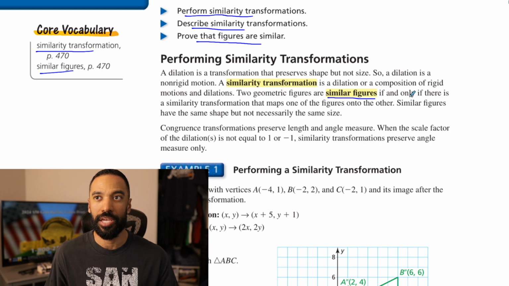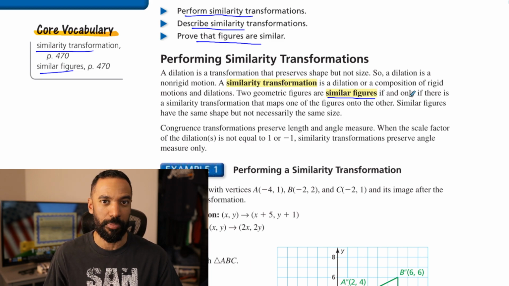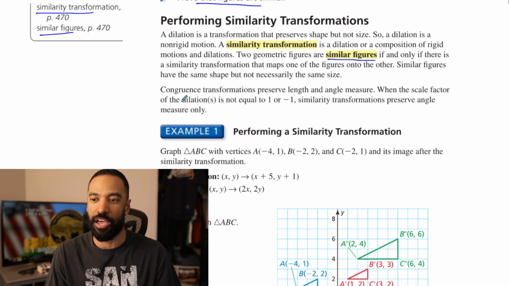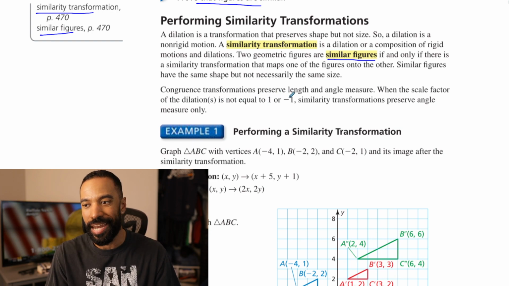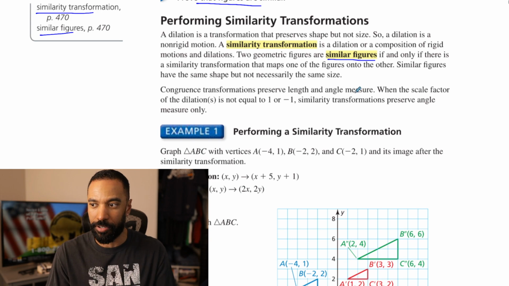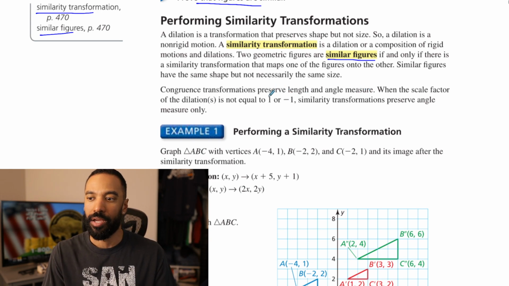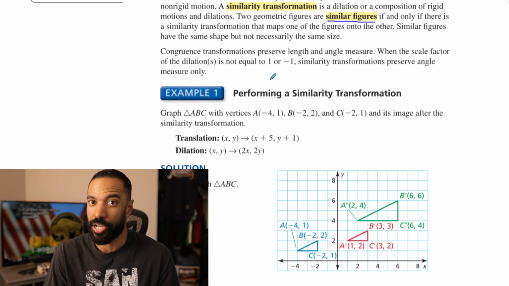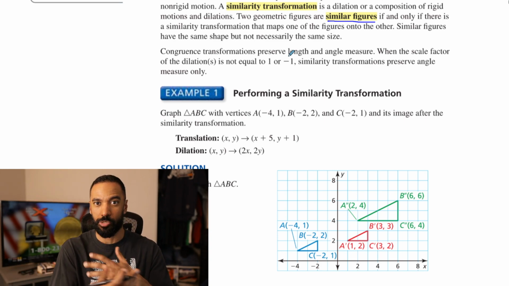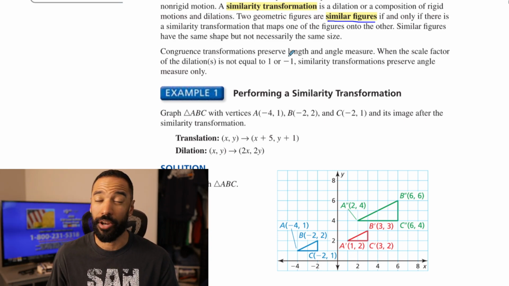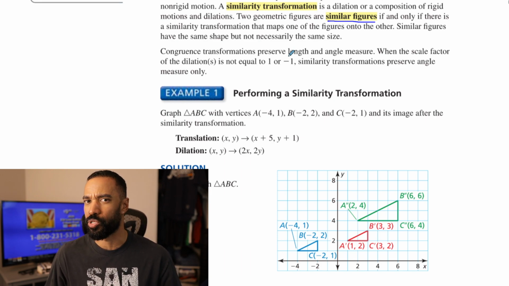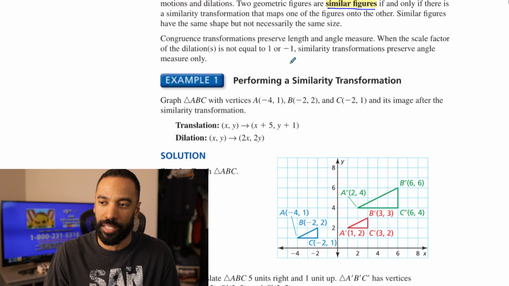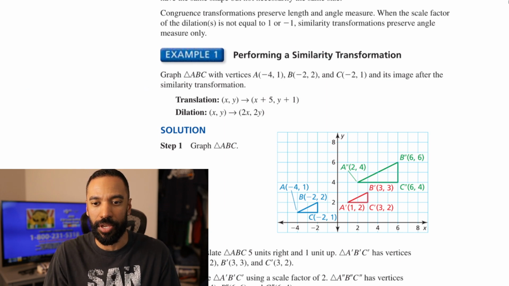So the big thing here is think the angle measures need to be the same. Think it just needs to be a bigger version of the object. Congruence transformations preserve length and angle measure when the scale factor of the dilations is not equal to 1 or negative 1. Similarity transformations preserve angle measure only. So if you had a scale factor of 1 on something, that means that its size didn't change, neither did its shape. And same with negative 1. It might have changed its place in space, and I considered that a 180 degree rotation, but it's still a rigid motion. Once it turns into 2 or negative 0.5 or 17, something like that, suddenly it would be different. So if you get some dilations involved, you have similarity of figures.